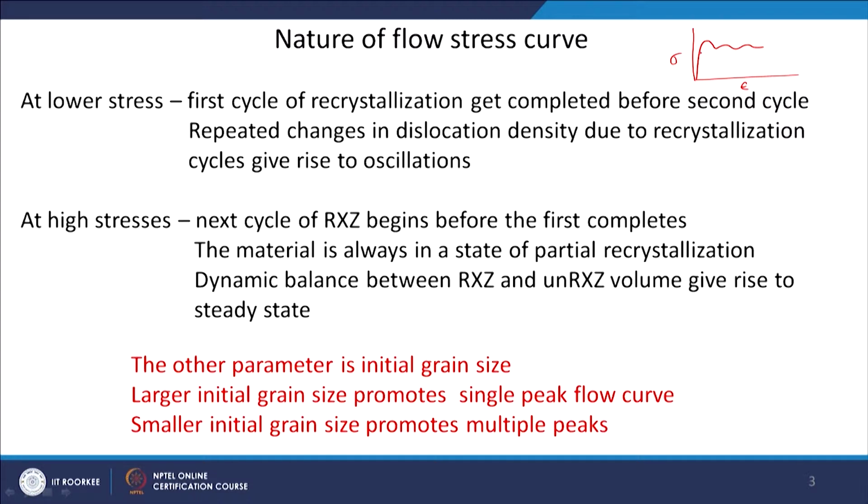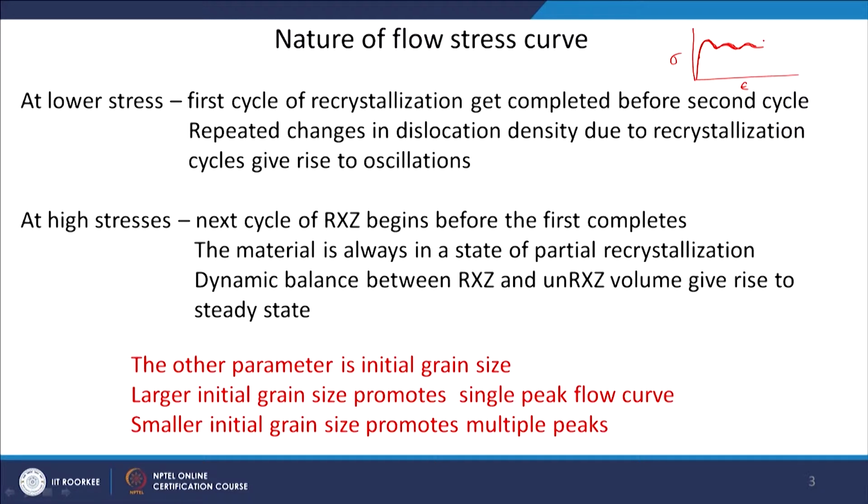As you can understand, the flow stress increases as the dislocation density increases in the material. Dislocation density is increasing, and the flow stress is increasing because of that. When the recrystallization has happened, the grain size has refined and the grains are relatively strain free. That means the flow stress will come down. Then the next cycle of recrystallization takes place, and you again have a peak. Again the recrystallization is complete, it comes down, and again the next cycle of recrystallization takes place.